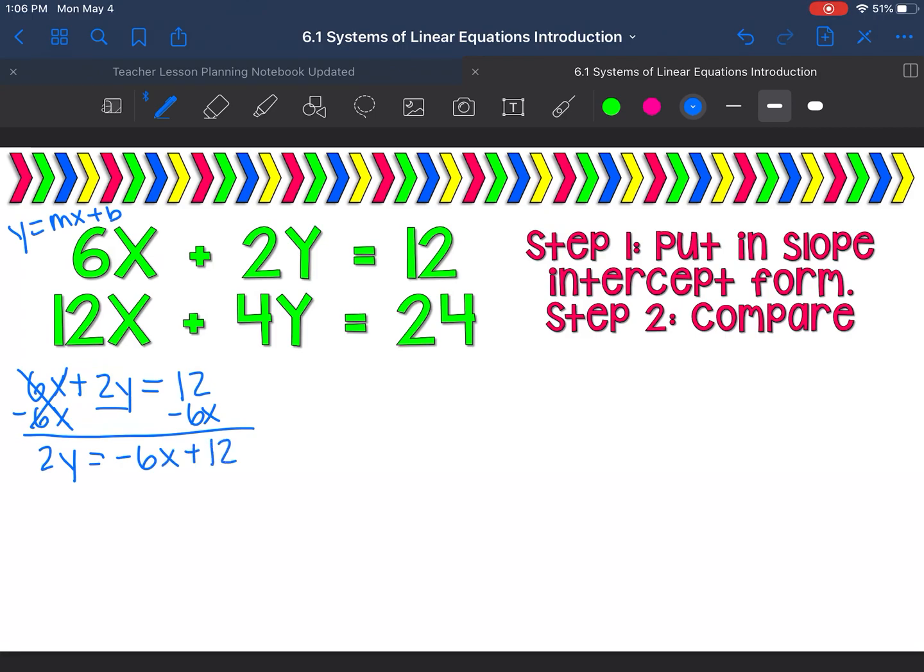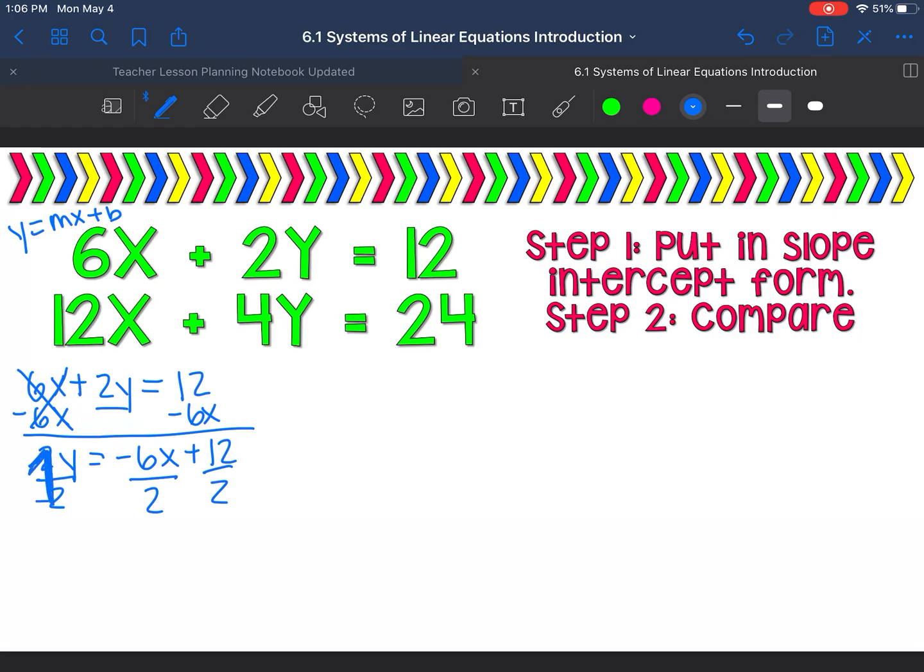Now, we all know how to solve equations and how to divide. This is the one thing that's going to be a little different. I need to get that y by itself. I need it to be y equals, not 2y equals. So that means I need to divide by 2. Now, since I'm going to divide this side of the equation by 2, I have to divide everything on the other side of the equal sign by 2. So that means divide negative 6x by 2, divide 12 by 2. Divide everything by 2.